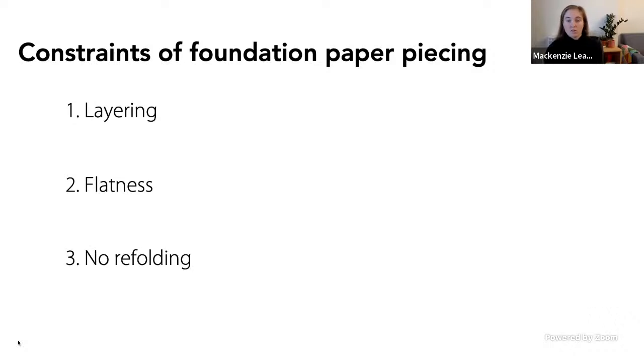So while the construction process I described led to a precise design, it has some constraints. These constraints include proper layering, flatness, and no refolding. So if I layer the fabrics in the way that I described previously, the stitching and seam allowances are hidden, and the fabrics are properly oriented in the end.